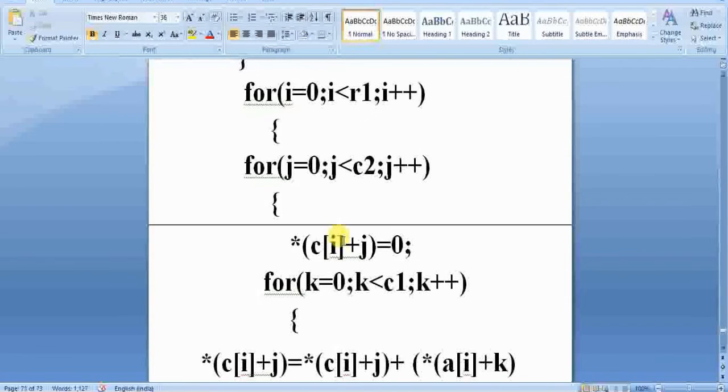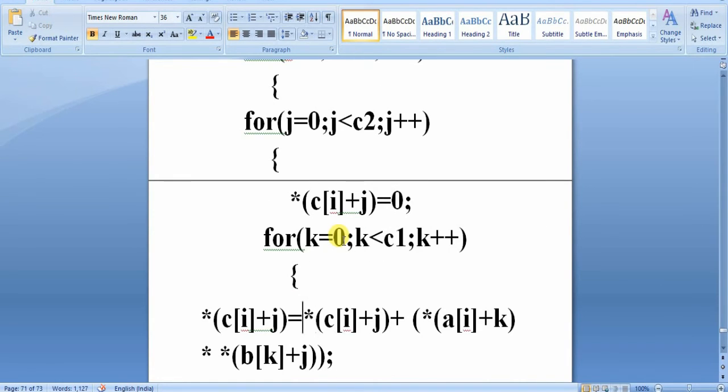Then after i plus plus, what is i plus plus? It is 1. That means one row is completed. Again j will be 0, so this is C of 1 0 equivalent to 0. k will be 0 again. So pointer C of i plus j equivalent to pointer C of i plus j plus pointer A of i k multiplication pointer B of k j here.